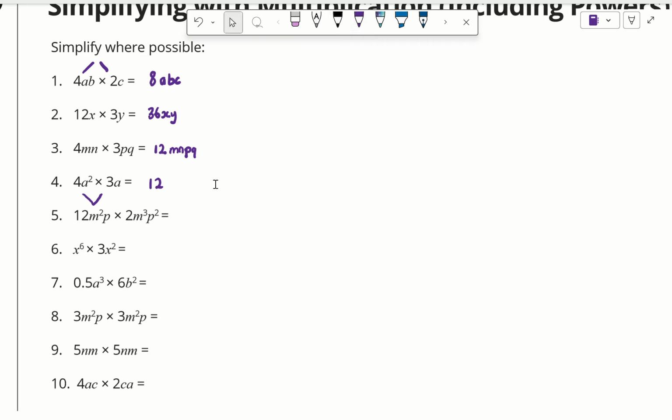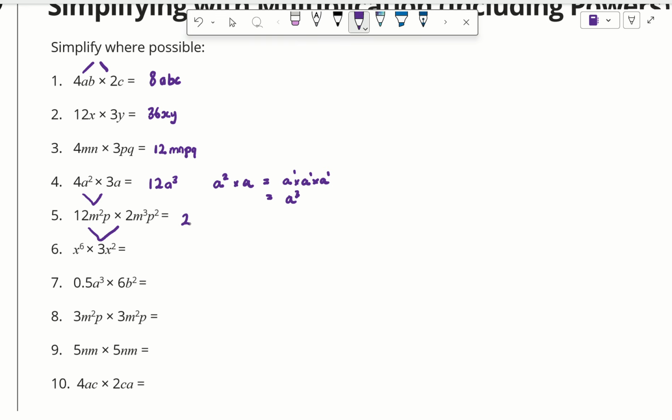Now let's look at this a squared. A squared times a. Well, that's a times a is a squared times a again. How many a's do we have? We've got a to the power of 1, a to the power of 1, a to the power of 1. We add the powers, so that's going to be a to the power of 3. Okay, so a squared times a is a to the power of 3. You'll get better at these as you do more.